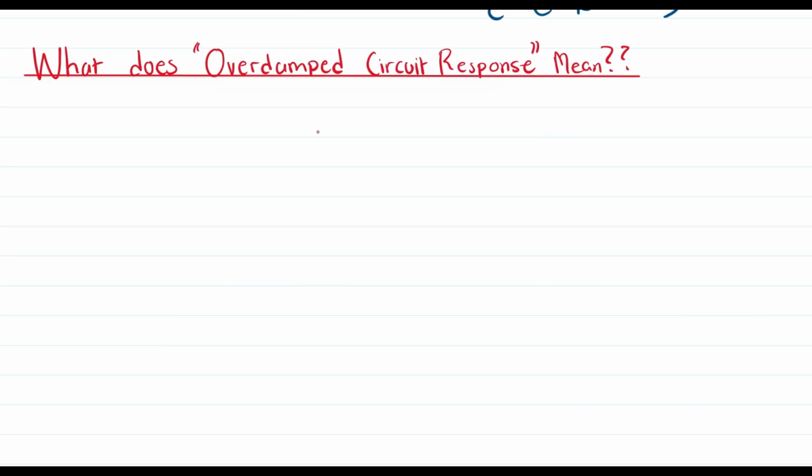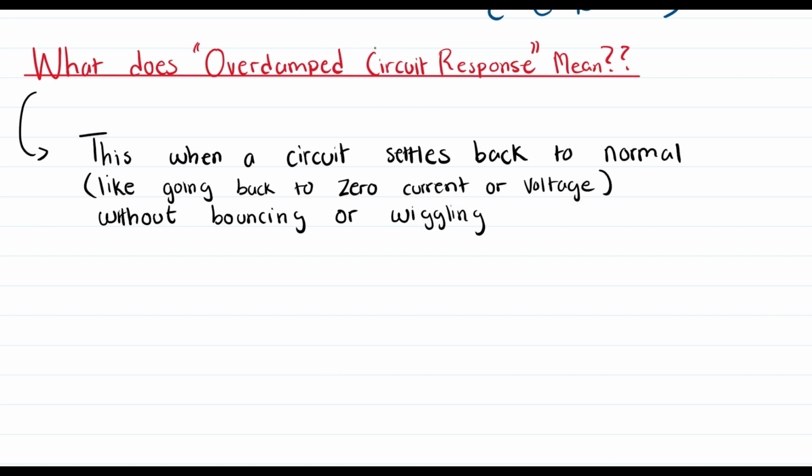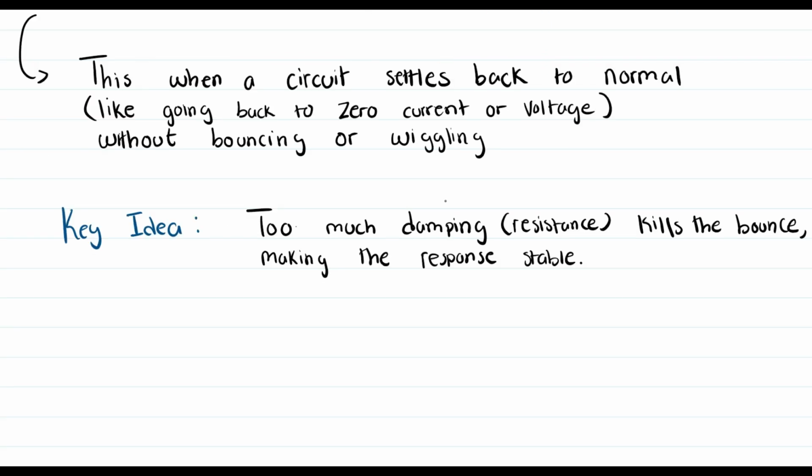Now, one may ask, what does overdamped circuit response mean? This is when the circuit settles back to normal, like going back to zero current or voltage, without bouncing or wiggling. You can imagine a heavy door with a super strong closer. It shuts slowly but doesn't swing back and forth. The key idea is that too much damping or resistance kills the bounce, making the response very stable.